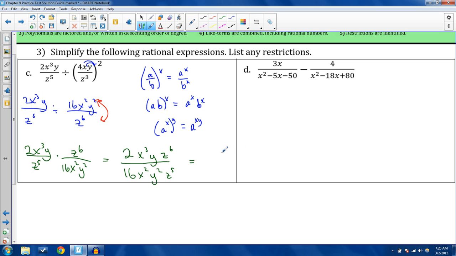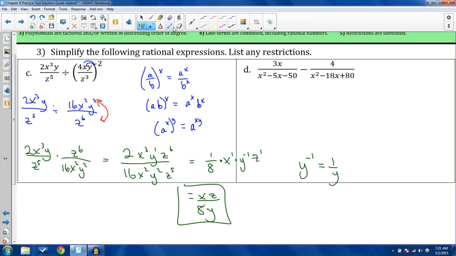First of all, 2 over 16 is 1 over 8. X cubed over x squared is x to the first power, 3 minus 2. Y over y squared is y to the first minus y squared. That's y to the negative, or not minus, but 1 minus 2. It's y to the negative first power. Z to the 6 minus 5 is z to the first. So your final answer should look like x and z on top over 8 on bottom. I wrote a y. X and z on top over 8 on bottom. And remember, y to the negative first, here's your last property, that's 1 over y. So y will also be on the bottom as well.